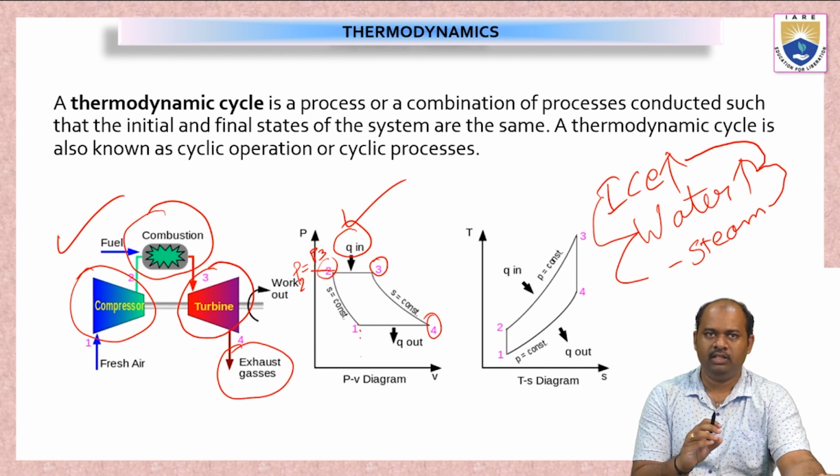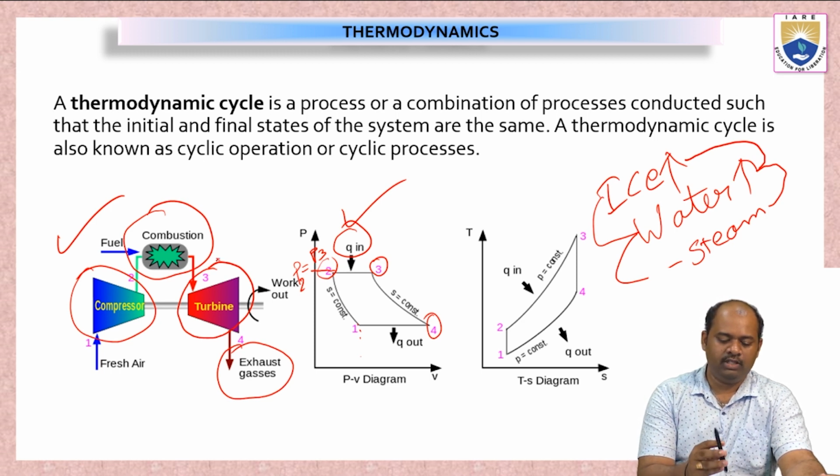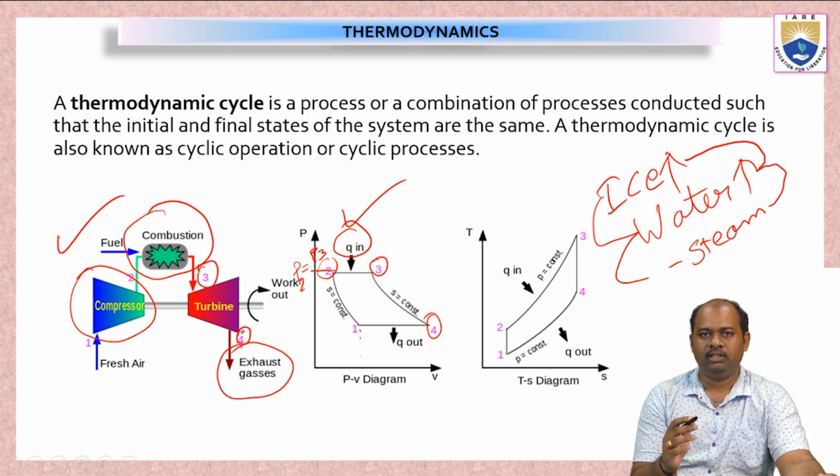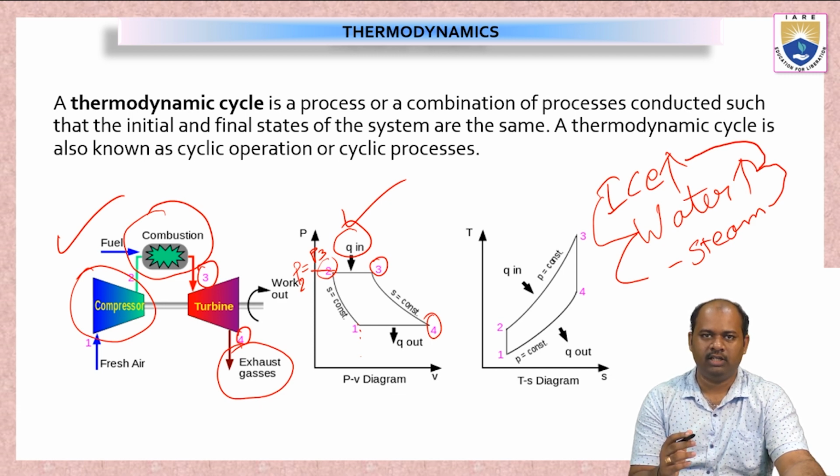We are simply taking the hot gases from the combustion chamber into the turbine. So we can see in this diagram between 3 and 4, the turbine is present. This is 3 and this is 4. The hot gases coming from the combustion chamber will be sent into the turbine. So using these gases, the turbine will rotate and it will produce some mechanical energy.